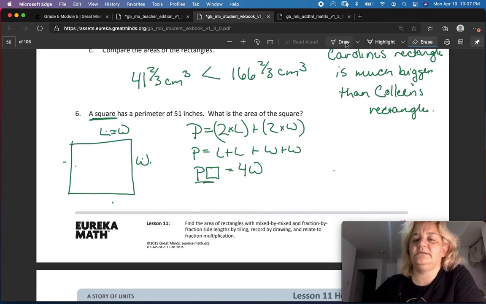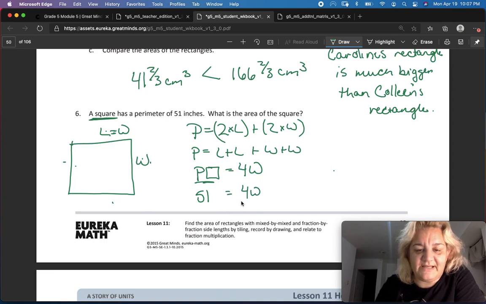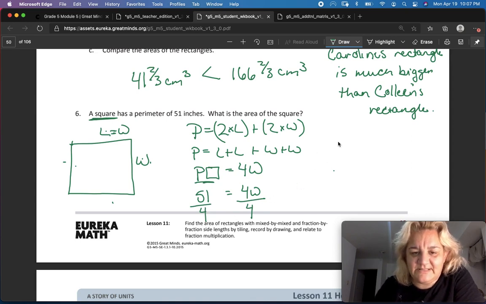Okay, so if I know that the perimeter here is 51 inches, and I know that my square's perimeter is 4 times W, in order to find W, I can just divide this by 4 and divide that by 4. That's going to give me 51 divided by 4 equals W, right? So I just moved it up here.